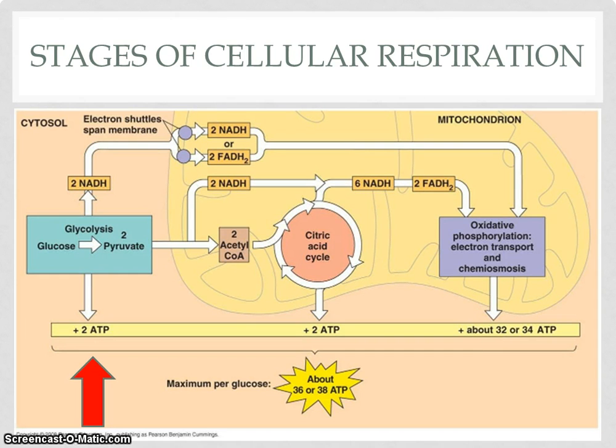2 NADH are also produced during glycolysis. These molecules carry electrons extracted from sugar to the electron transport chain. Notice in the center of the diagram that the Krebs cycle takes place within the mitochondrial matrix. In the presence of oxygen, the pyruvic acid produced during glycolysis passes into the mitochondria to the second stage of cellular respiration. The Krebs cycle completes the breakdown of glucose.